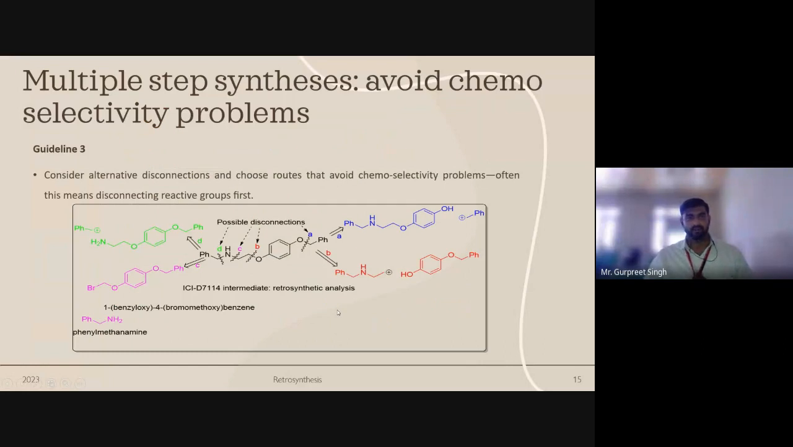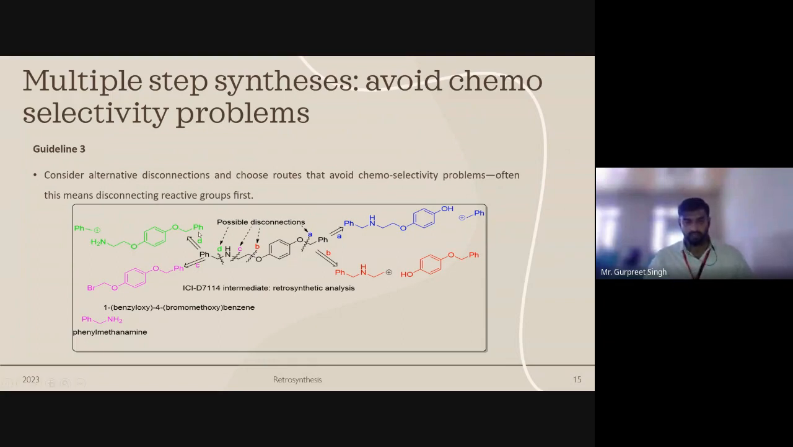Next, guideline 3 says, consider alternative disconnections and choose routes that avoid chemoselectivity problems. There must be more than one possible disconnection in a single molecule. So we have to identify those routes which are devoid of chemoselectivity problems.